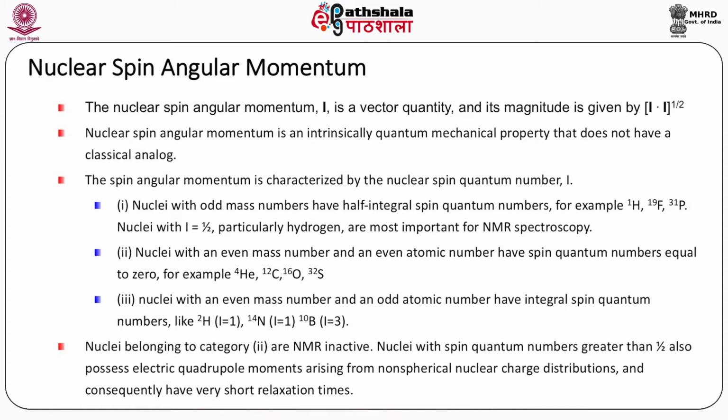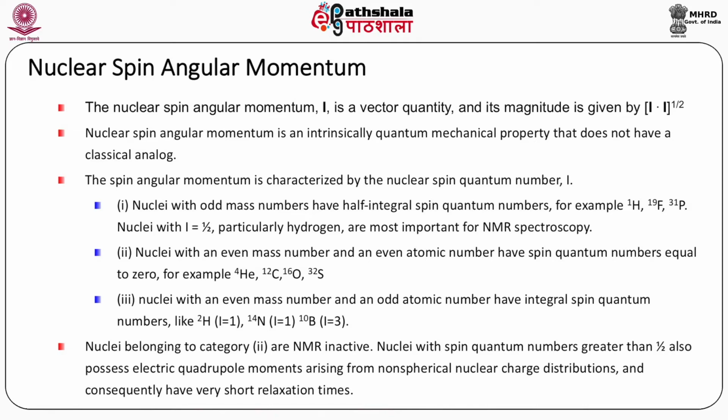Nuclei with an even mass number and an even atomic number have spin quantum number equal to 0. For example, helium, C12, O16 and S32. Nuclei with an even mass number and an odd atomic number have integral spin quantum numbers, like deuterium has I equal to 1 and N14 has I equal to 1 and boron 10 has I equal to 3. Nuclei belonging to the first category are NMR active, the second category are NMR inactive.